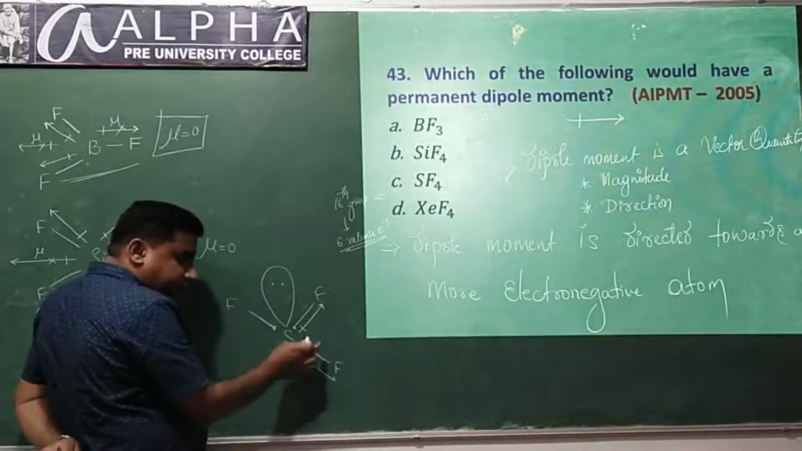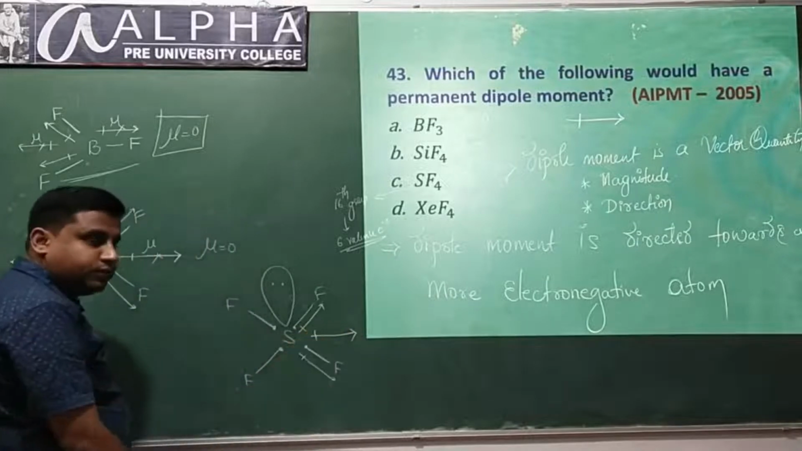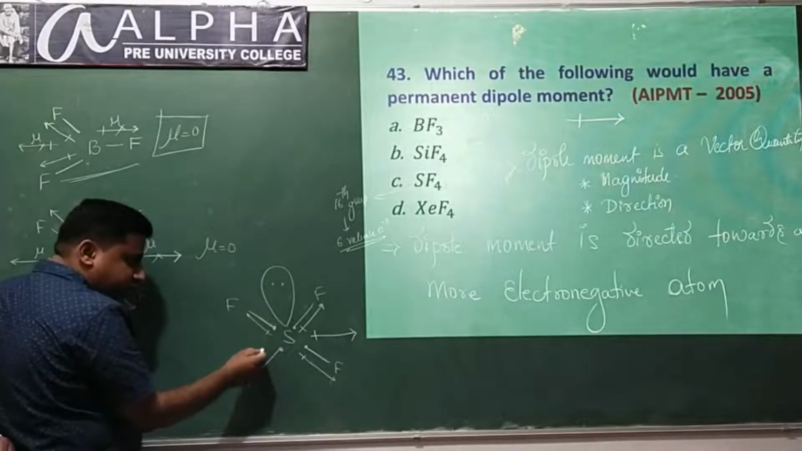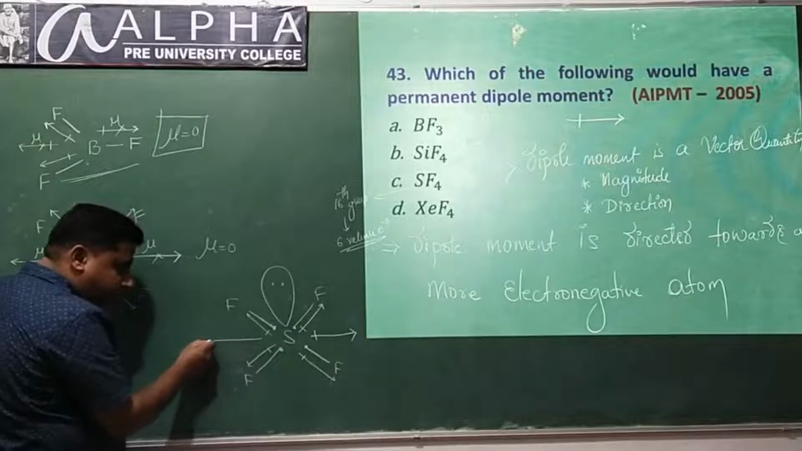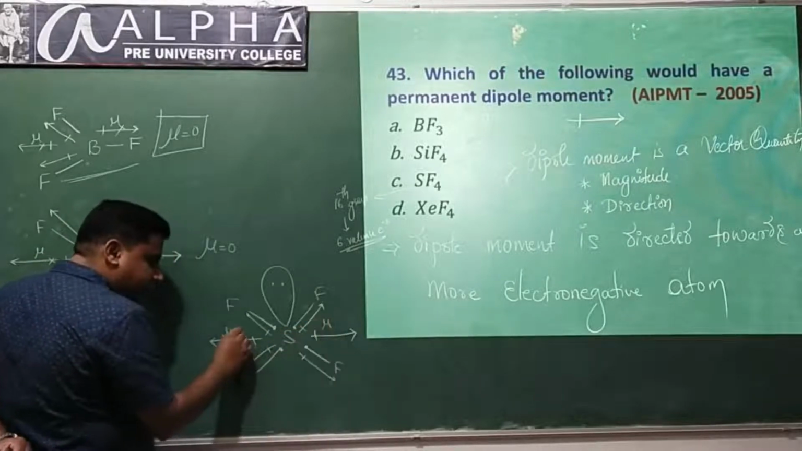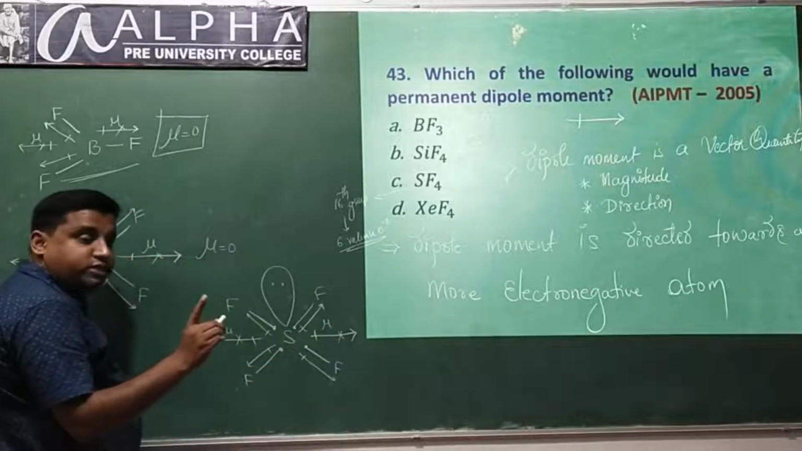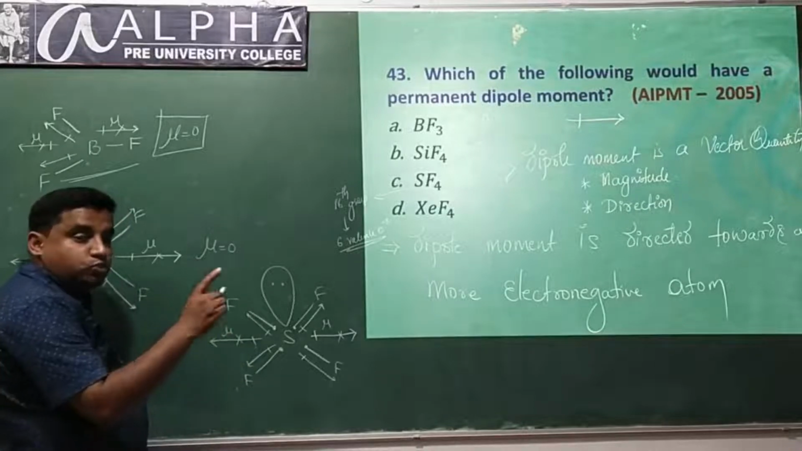The net dipole moment of these two bonds will be in this direction, no doubt in it. Again, fluorine is more electronegative, so the dipole moment is in this direction, and the net dipole moment will be in this direction, isn't it? Again, these two are equal and opposite dipoles. They cancel each other.